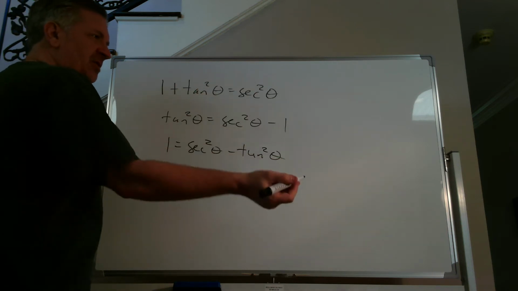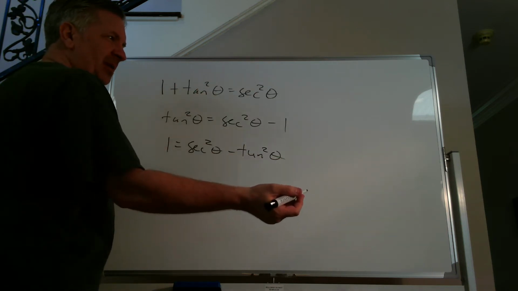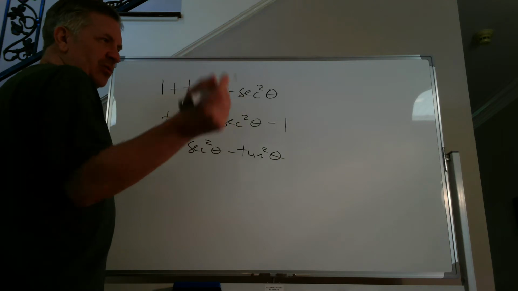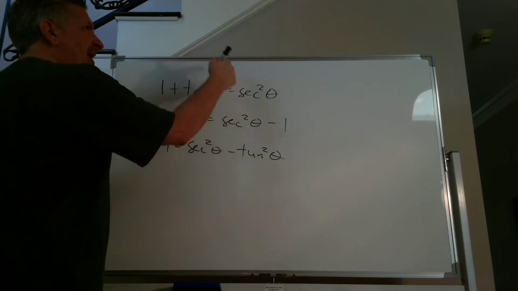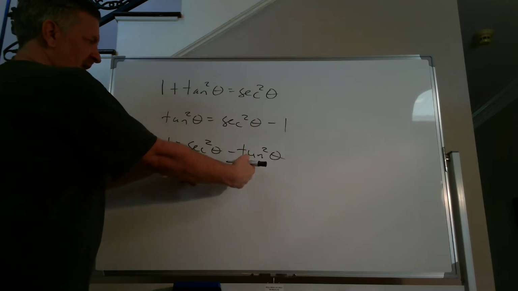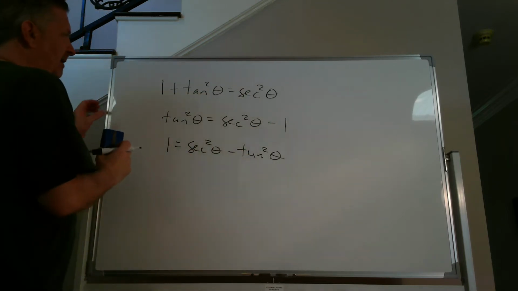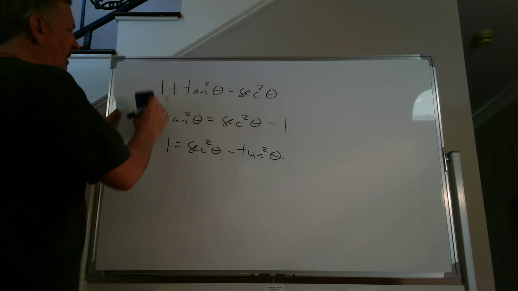So for example, if I saw secant squared theta minus tan squared theta in some sort of problem, I think, wait a minute, that has a secant squared and a tan squared. Can I get that from this? And the answer is yes. So keep that in mind. All your Pythagorean identities are not always going to look like this.